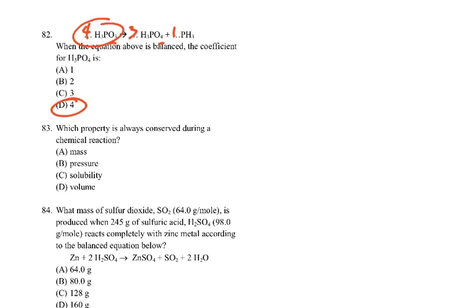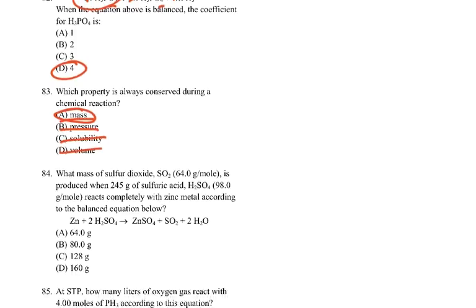Okay, which property is always conserved during a chemical reaction? Okay, mass is conserved. We just know the conservation of mass. The pressure, the solubility, the volume, that depends on what particles you have and how many you have, but the mass, it's going to be the same particles, just rearranged during a chemical reaction.